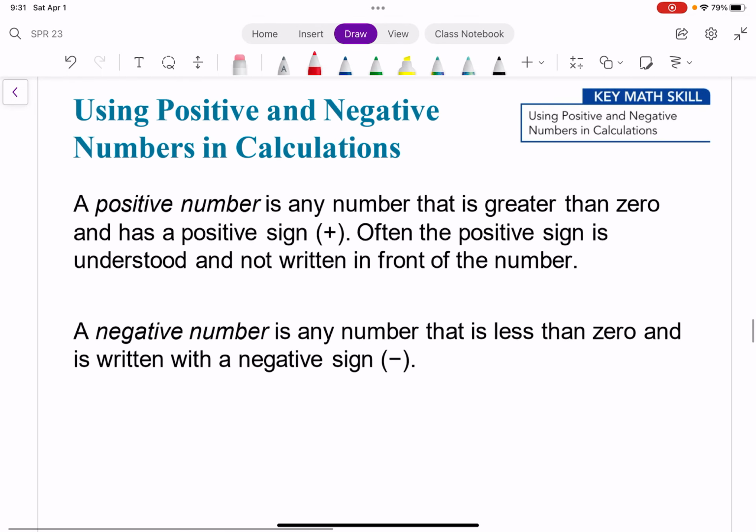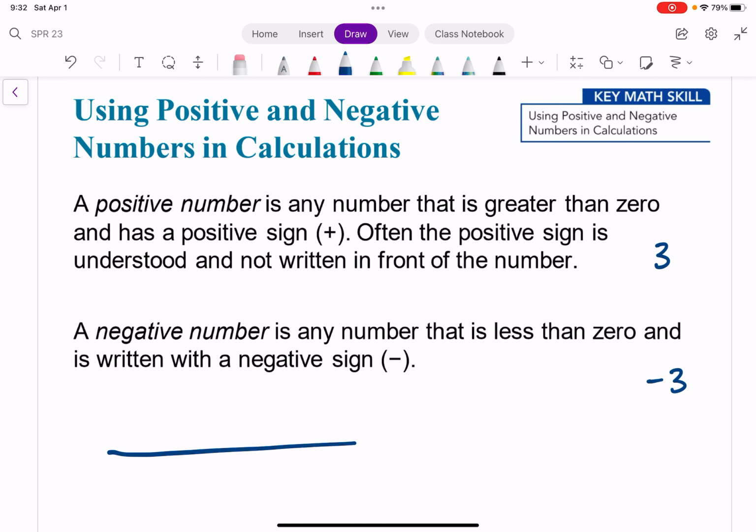All right. So using positive and negative numbers in calculations, I have a few tricks up my sleeve for some of these, so I'll teach you those in the way that I was taught them, and then if that doesn't work for you and you know some other way, totally use the one that works for your brain, right? We all have different ways of thinking. In this first bullet point, it says a positive number is any number greater than 0 and has a positive sign. We often don't even show the positive sign, so when we write 3, we don't usually put a +3 there. It's just assumed that it's positive. If we see a negative in front of it, that means it's a -3.